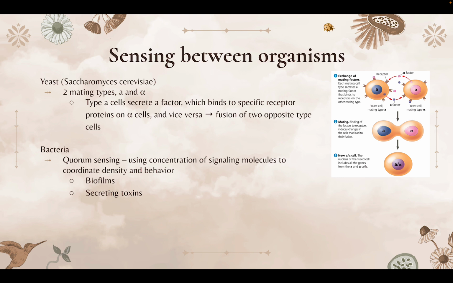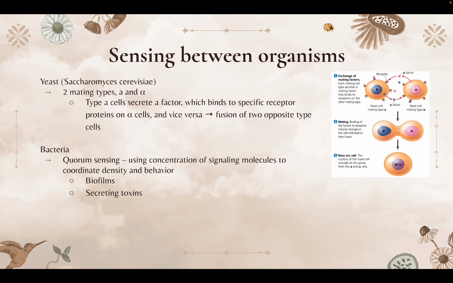And another example is in bacteria. There's this thing called quorum sensing. It's when you use the concentration of signaling molecules to coordinate density and behavior, and this happens in bacteria. This is very popular among bacteria when they're creating biofilms, which are basically layers of cells that are going to be across some surface. Plaque on teeth is an example of a biofilm, as is sometimes, on logs or something, you might have another biofilm as well. But basically, biofilms make it really easy for bacteria to do something.